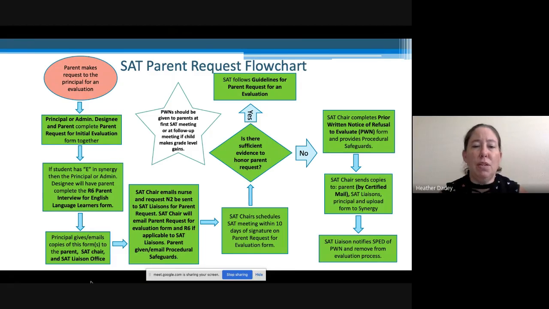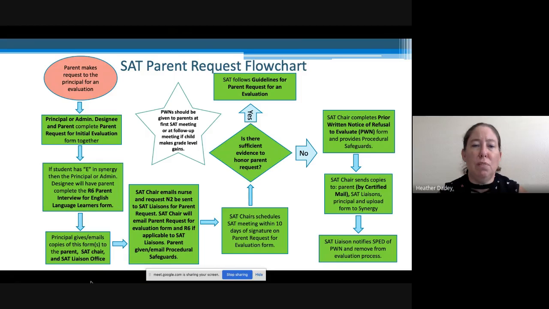The SAT chair will go ahead and contact the nurse to get the nurse's forms. They will also contact the parents within 10 days of that signature, and will email the parents the procedural safeguards for SAT. During the first meeting, the first question that's asked is: is there significant evidence to honor the parent request? If there is, we're going to move on to Tier 2 and proceed to moving that file onto special education evaluation. If not, then we will go ahead and do what's called a prior written notice in that first SAT meeting. And that will let parents know that there is not enough evidence.